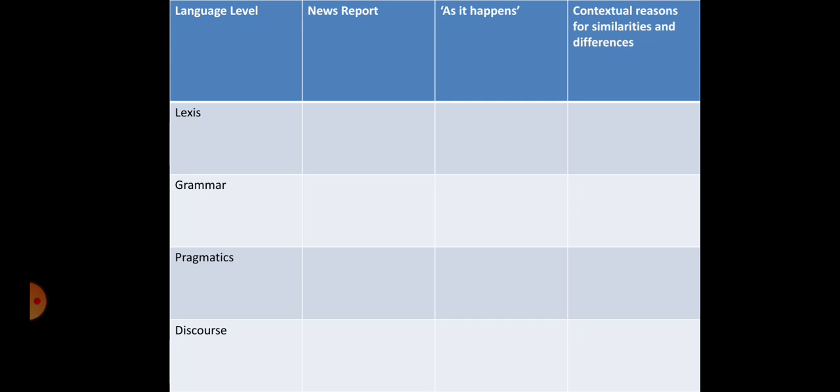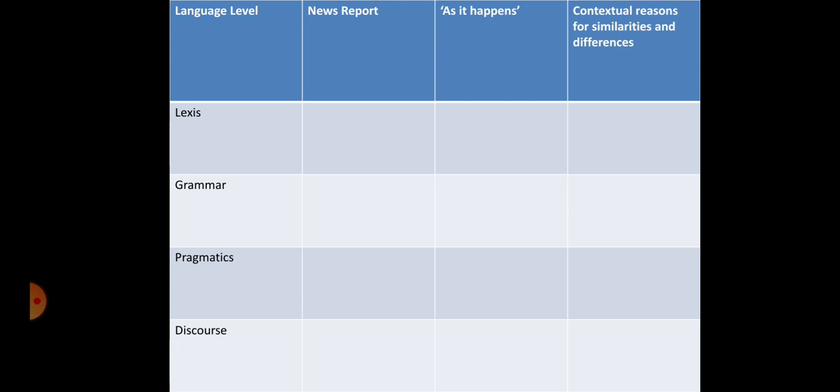As always, I've left prosodics and phonology off because it's written text. It doesn't really become that relevant to these two texts. But what you have is lexis, grammar, pragmatics, and discourse. I've got two texts that are of the same event. They're both to do with football, because at the time I made this lesson, sport tended to have more of the as it happens examples. So you have the as it happens for the football match, and then you have the report that came after it.